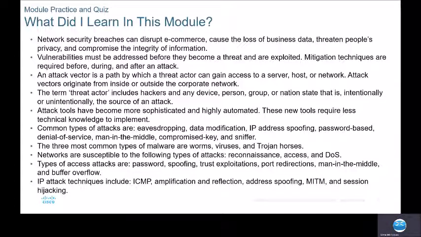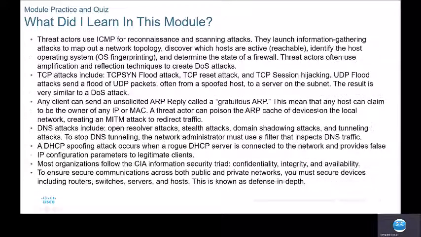Networks are susceptible to the following types of attacks: reconnaissance, access, and denial of service. Types of access attacks are passwords, spoofing, trust exploitation, port redirections, man-in-the-middle, and buffer overflow. IP attack techniques include ICMP, amplification and reflection, address spoofing, man-in-the-middle, and session hijacking. Threat actors use ICMP for reconnaissance and scanning attacks. They launch information gathering attacks to map out a network topology, discover which hosts are active or reachable, identify the host operating systems, and identify and determine the state of the firewall.